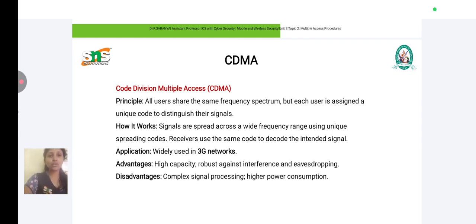The advantages of using code division multiple access are high capacity as well as robustness against interference as well as eavesdropping. The disadvantages of CDMA are complex signal processing as well as higher power consumption, which come with the 3G network.